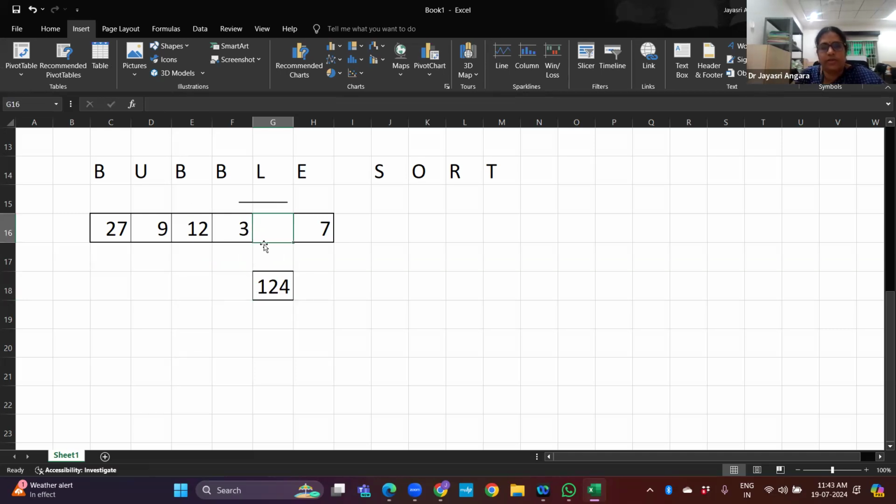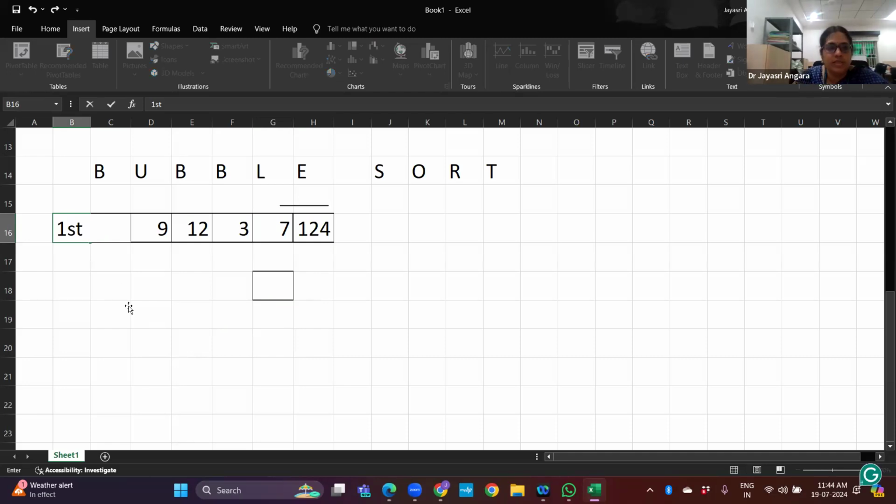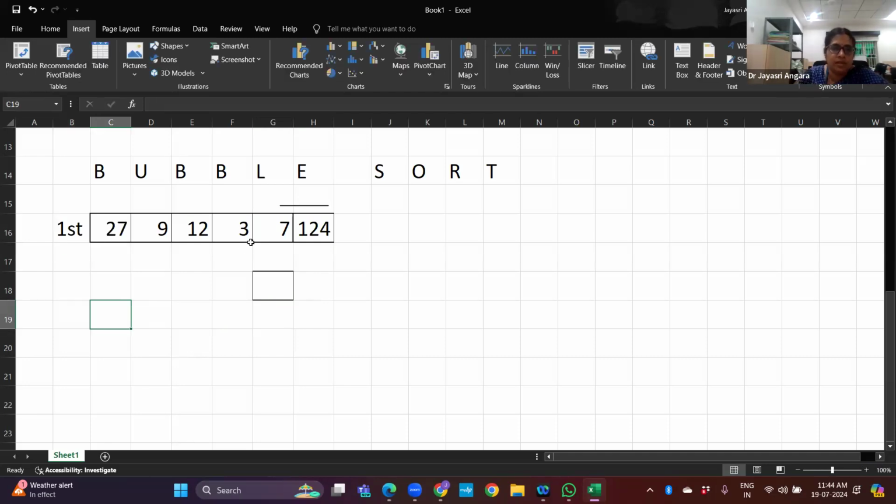124 comes back to the position of 3. Again, now observe that the comparison is between 124 and 7. 124 is larger, so swap is going to happen. So this is the end of the first iteration. By the end of the first iteration, we are having these numbers. Now, if you observe, the largest element is occupying the last position. This is the characteristic feature of bubble sort.